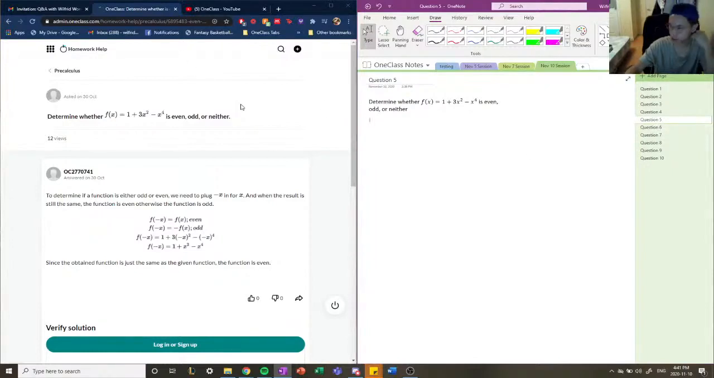So the next question reads, determine whether or not the function f of x equals 1 plus 3x squared minus x to the power of 4 is even, odd, or neither. So we want to talk about a few definitions first. What does it mean for a function to be even, odd, or neither? When a function is even, that means that, let me give you an example.